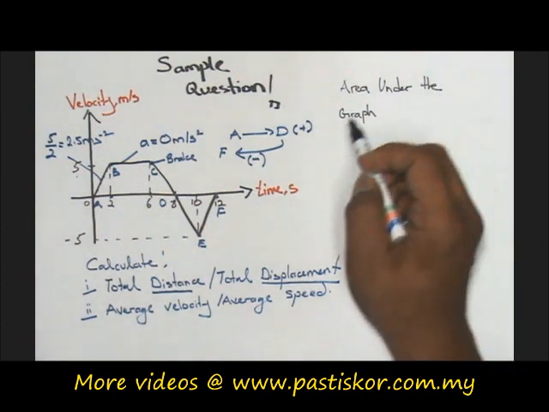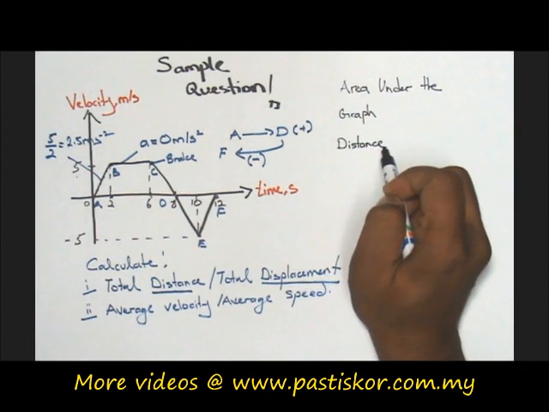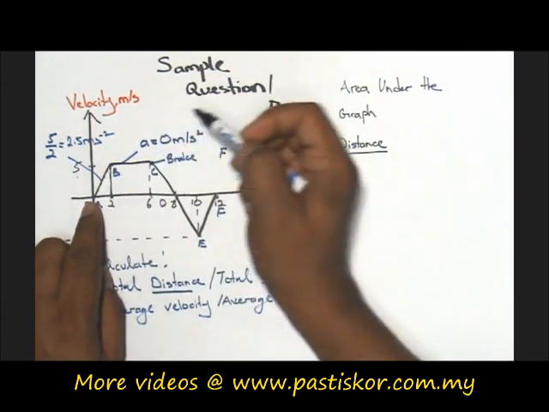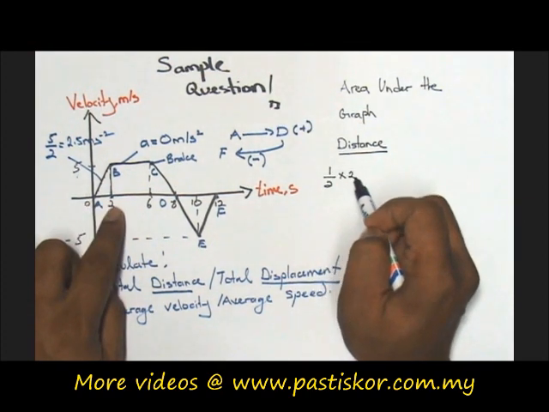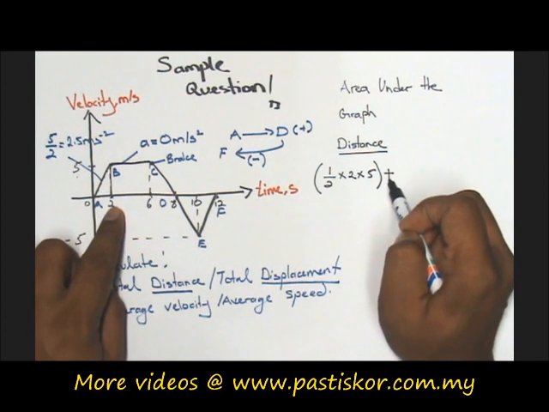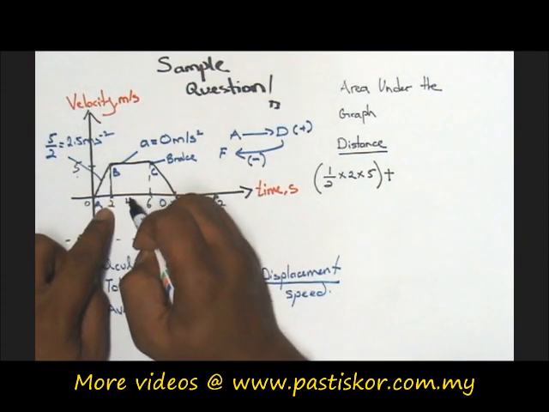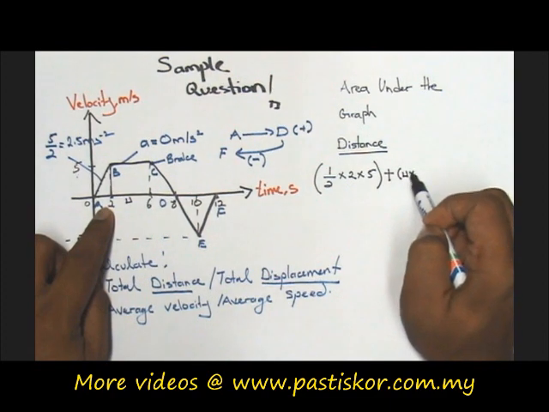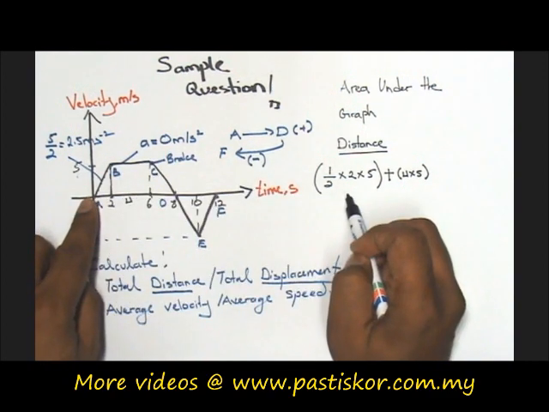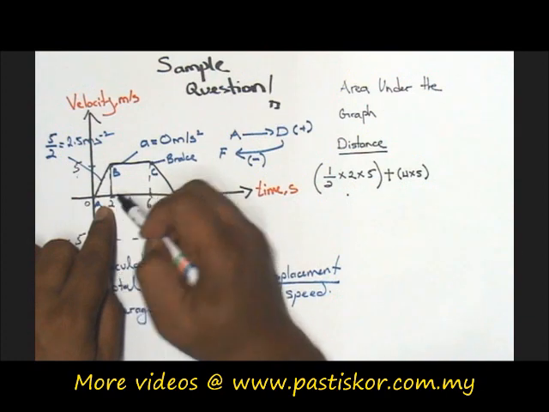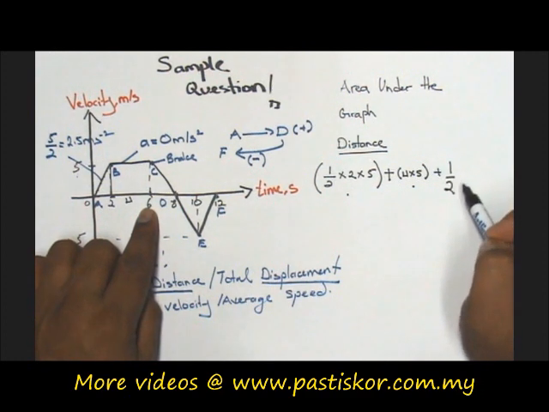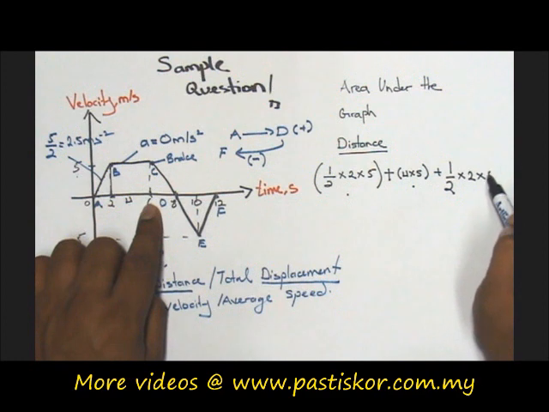Now, let us calculate for distance first. You have this particular graph. Let's just take 1 over 2 times 2 times 5. Keep this in a bracket. Plus this part over here, 6 minus 2, you have 4, so 4 times 5. You see, you have one triangle here, and then you have one rectangle over here, and then you have another triangle over here. This one will be 1 over 2 times 2, 8 minus 6, 2 times 5.